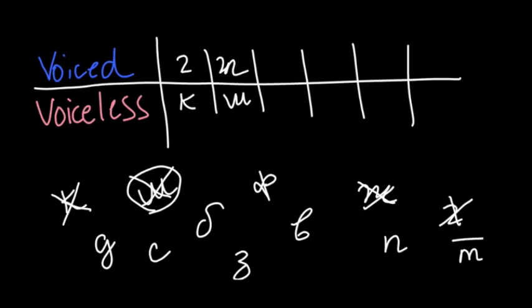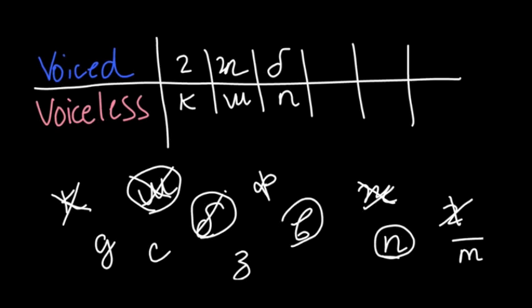We've also already done p. Voiced or voiceless? P is voiceless, and its voiced counterpart we said was b. Now let's try a few more. Oh wait, we have one more we already did. How about this one? V. Voiced. And its voiceless counterpart was f.